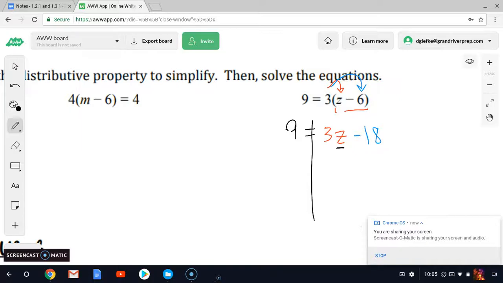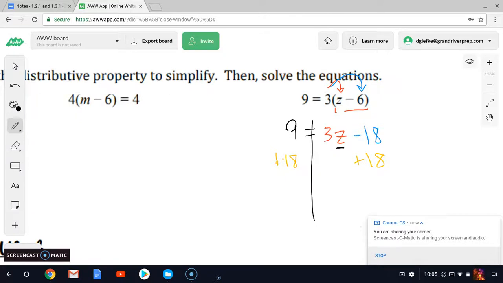So right now it's being subtracted. So the inverse of subtraction is addition. So we're going to add 18 here. And we also have to add it to the other side of our equal sign, so we're going to add it over here. We got to make sure it stays balanced.